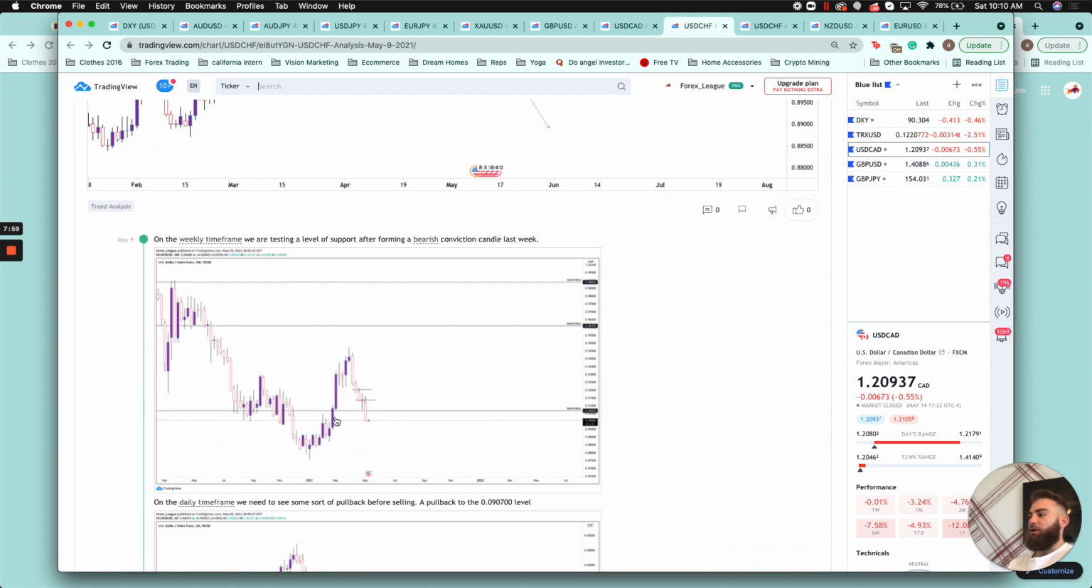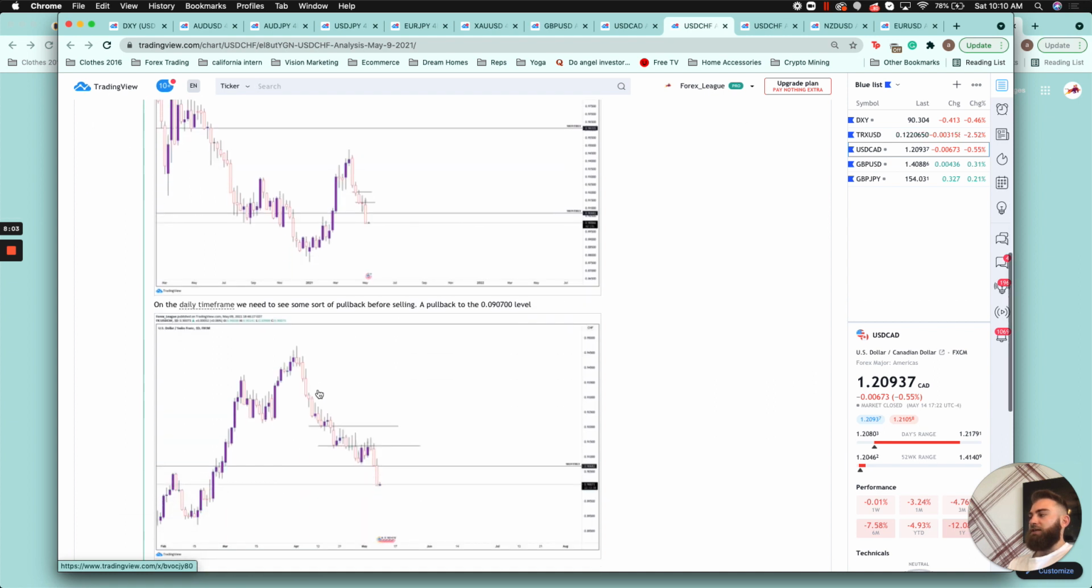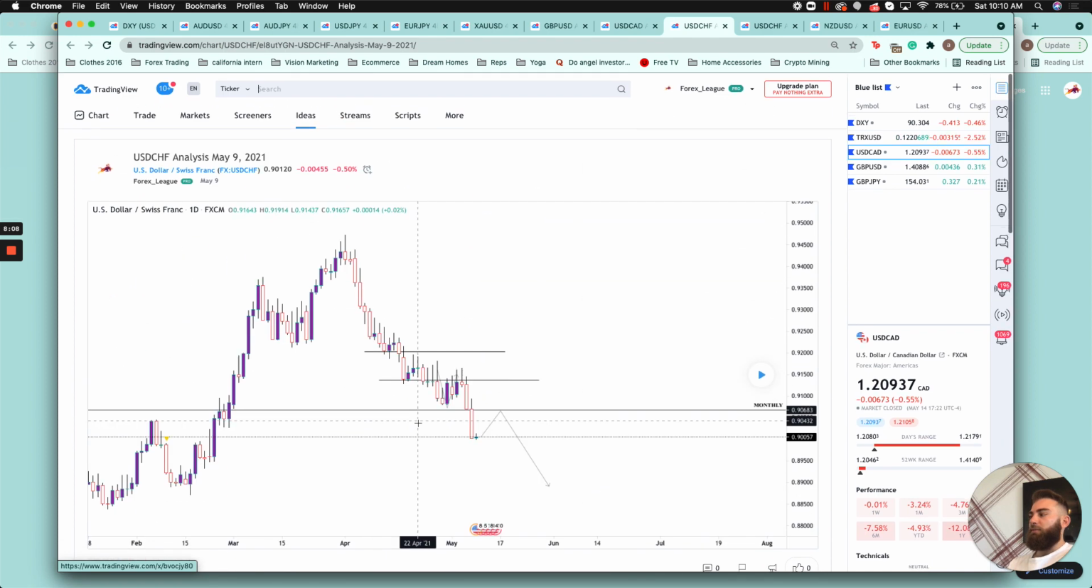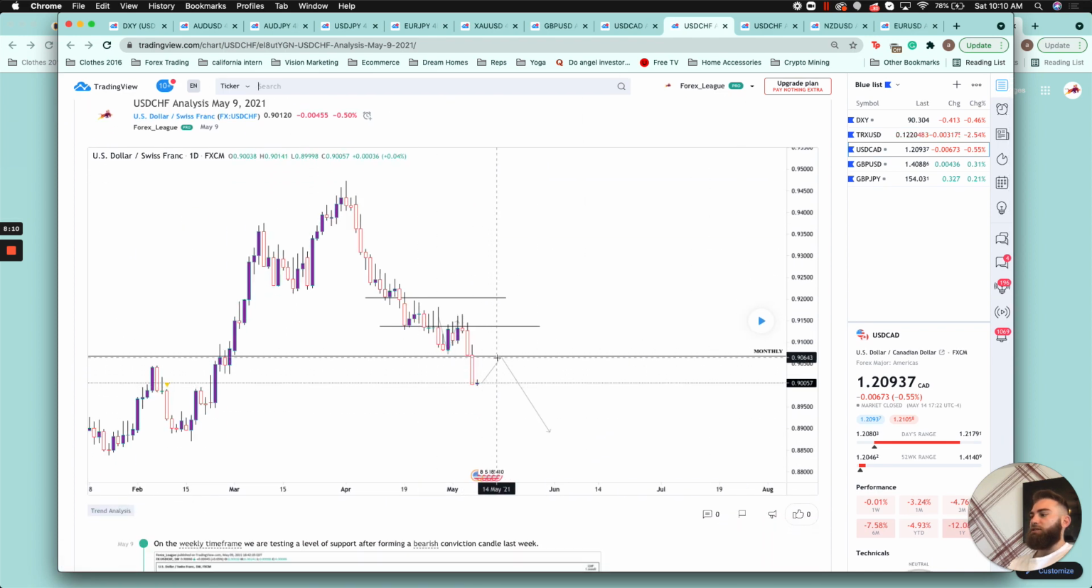On the weekly, we are testing a level of support. That was this level right here. On the daily time frame, we need to see a pullback, so we're just bearish as hell. And then as you can see here, this is the daily, so wanted to see a pullback before going short on this one.